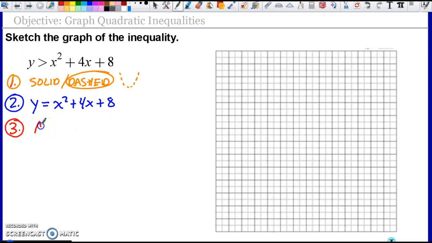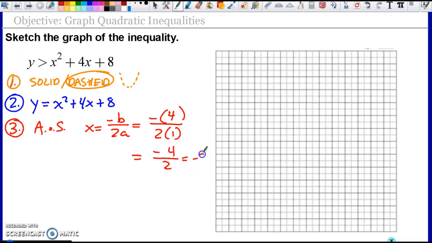So first I'm going to find the axis of symmetry and use x equals negative b over 2 times a. What's the b value? The b value is 4. Negative 4 over 2 times a, which is 1. So I have negative 4 over 2 is negative 2. The axis of symmetry is x equals negative 2.